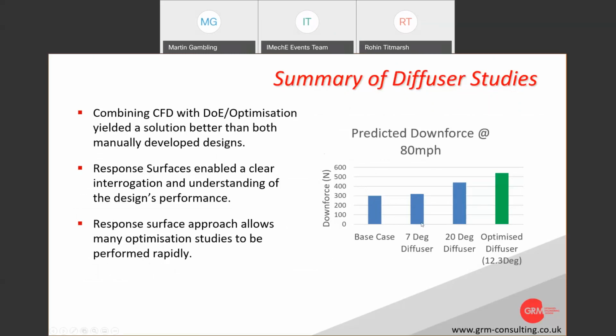The conservative diffuser was good, the aggressive one was good, but actually it wasn't as good as it could be, even though it was a steeper angle than the optimized. You see, there was the ability to develop that fine-tuned sweet spot of the dimensions through the optimization, giving us our maximum downforce. And of course, if you change any parameters, it's very easy to go back to that response surface, re-optimize and look at a different solution.